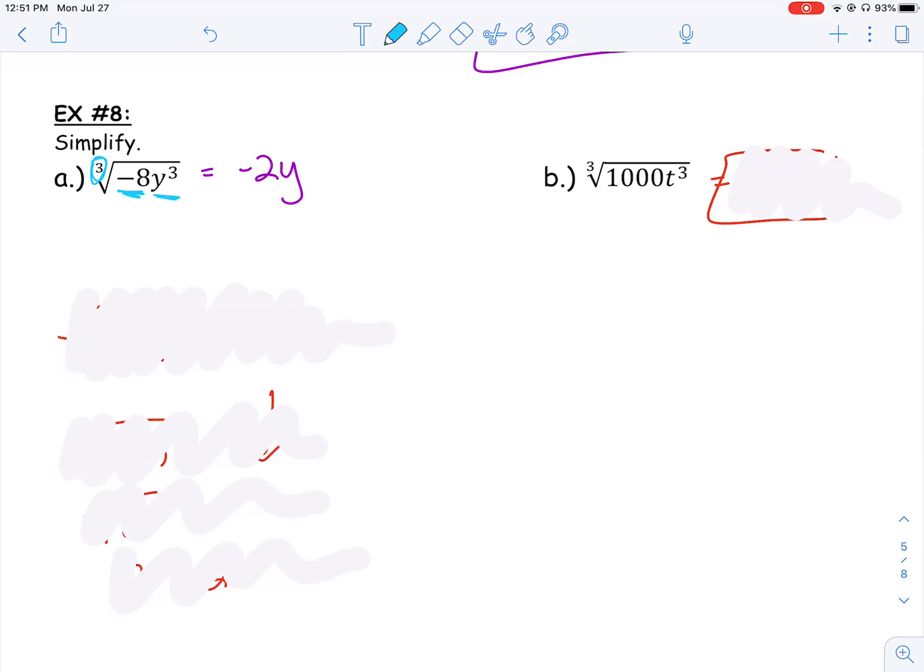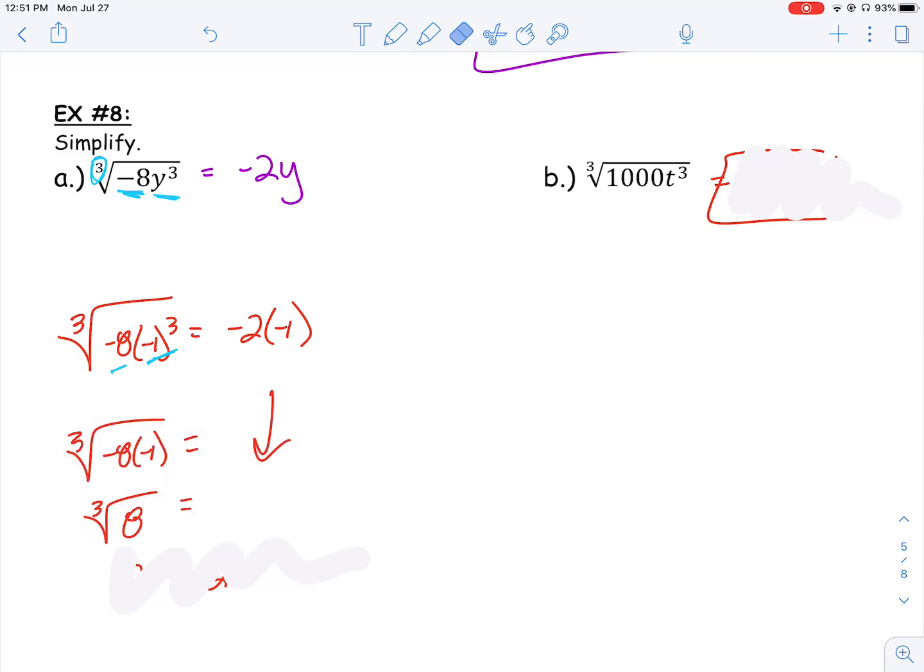Now remember, when we were simplifying before and we had a square root, we had to be worried about negatives and absolute values. Do we have to be worried when we have a cube root? Well, let's check. Let's plug in a number, maybe negative 1, and see if the left side still equals the right side if I don't have absolute values. If I plug in a negative 1 to both sides, on the left side, I have a negative 1 cubed. Negative 1 times negative 1 times negative 1 is a negative 1. Negative 1 times negative 8 is positive 8. And the cube root of positive 8 is 2, right? Over on the right side, negative 2 times negative 1 is also positive 2.